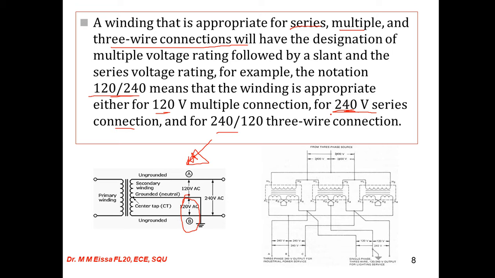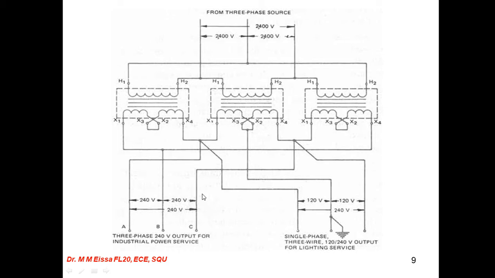Multiple connections means we can make a parallel connection for the winding, making the circuit a parallel circuit. Also we can take 240 series connections like this one, the series connection, and 120/240 three wire connections as we mentioned. Here is more explanation about this one.